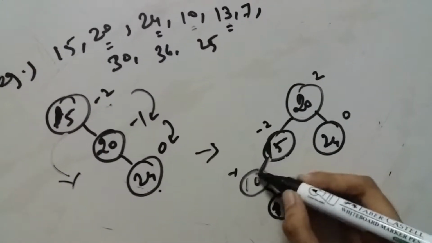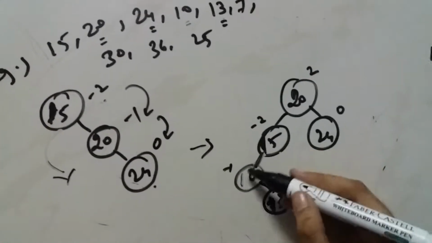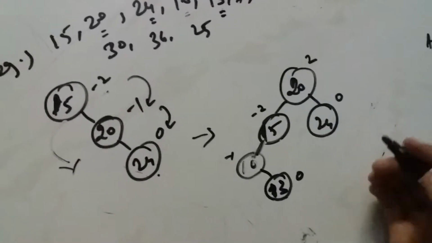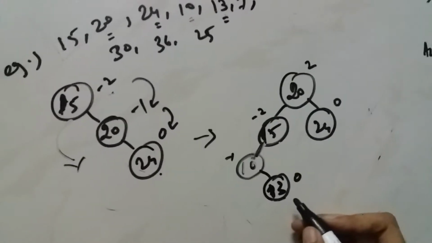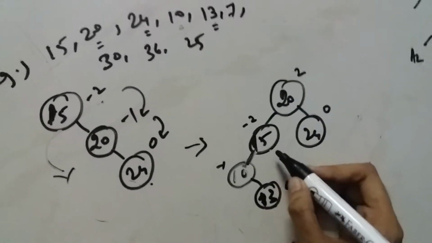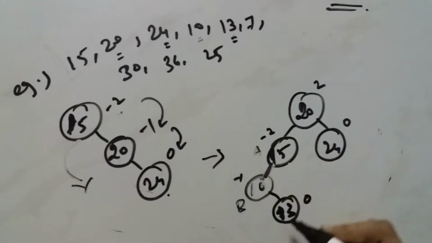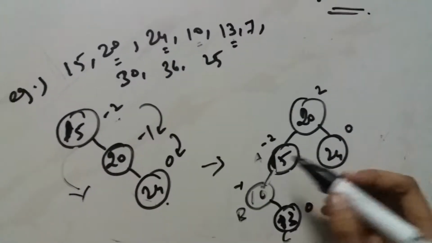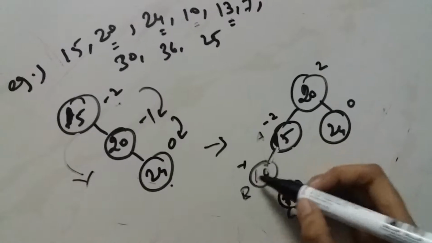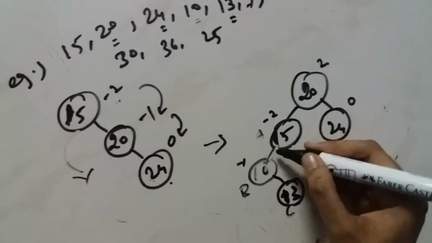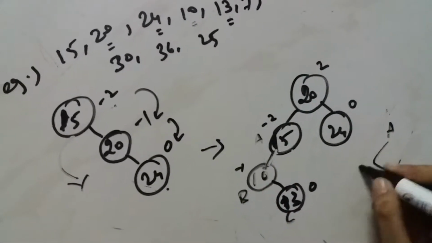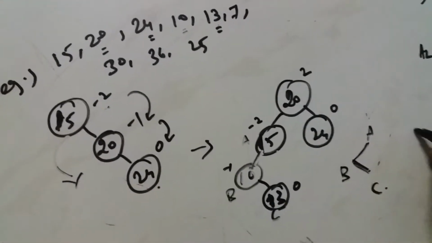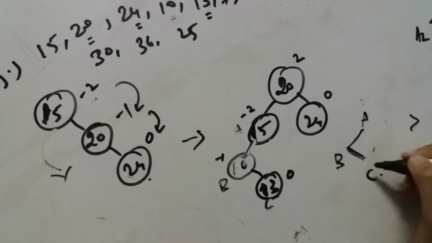13 is inserted as left of right subtree. If it is left of right, or else right of left, it is a double rotation, so you need to apply the double rotation. If it is a double rotation, you need to mark the nodes with the alphabets A, B and C. The symbol is like this, it is A, B and C. It is like a lesser symbol.